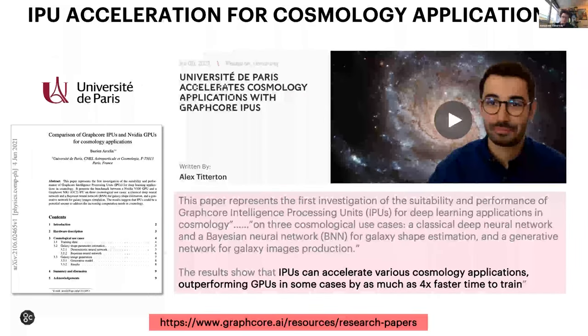Another interesting story here, going again in a very different direction, onto cosmology. We work with some researchers at the University of Paris, and they were looking at two different sides of cosmology applications. First of all, Bayesian neural networks for estimating the shape parameters of galaxies, but also generative models, because they had an issue of how to generate realistic looking galaxy images for study and for simulation. Numerical simulation can be very slow, so in this case they're looking at generative networks for that. Again, they found some really nice speedups over the GPUs in both the shape estimation and the image production models.